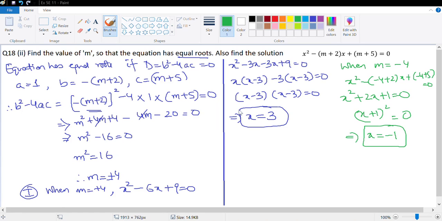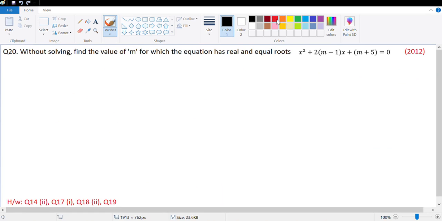That brings me to the next question. The next question that we have is question number 20. No, in fact, not 20, question number 9. Yeah, 20, sorry, my mistake, question number 20. So let's look at question number 20, which says, without solving, find the value of m for which the equation has real and equal roots. Again, this question came in 2012 in your board exam.